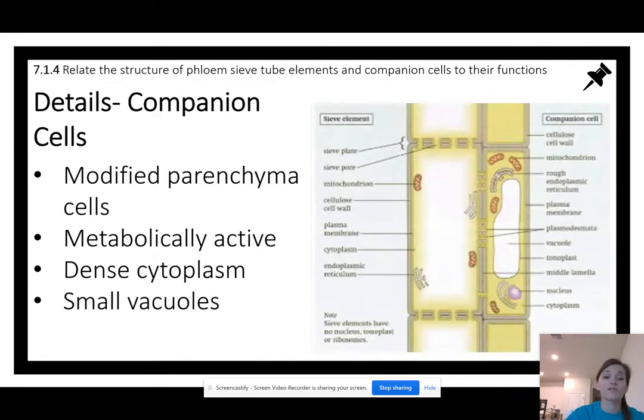So companion cells are modified parenchyma. So remember, that's ground tissue. So they're just a specialized type of cell. And again, their job is to keep the sieve elements alive. They are metabolically active, way more metabolically active than a lot of other types of cells. Really dense cytoplasm, small vacuoles to make room for extra organelles, because they're doing enough work to support 2 cells pretty much.